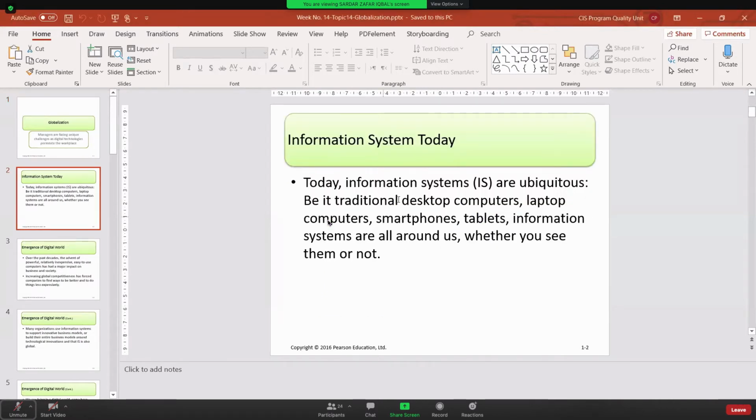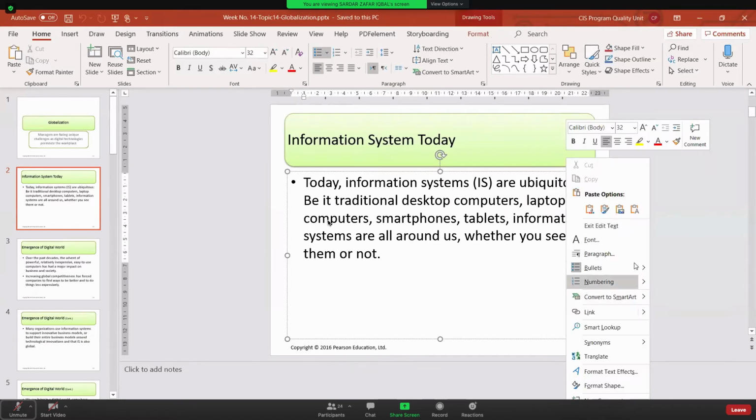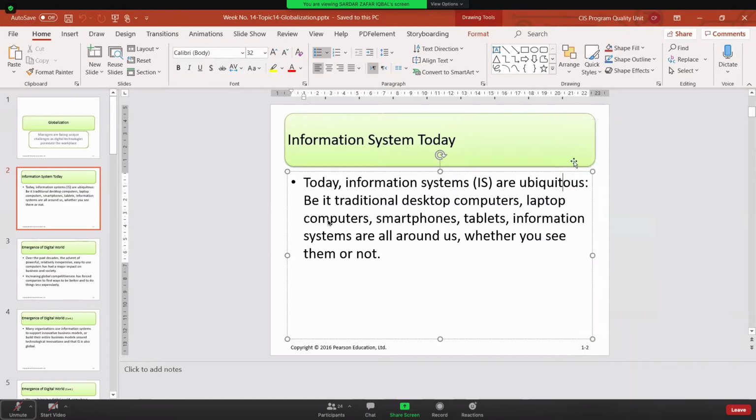So today information systems are ubiquitous. Ubiquitous is basically universal, pervasive, global. I mean, you can use the information system out of your country, out of your city, beyond the barrier of the country's border. Be it traditional desktop computers, laptop computers, smartphones, tablets, information systems are all around us, whether you see them or not.